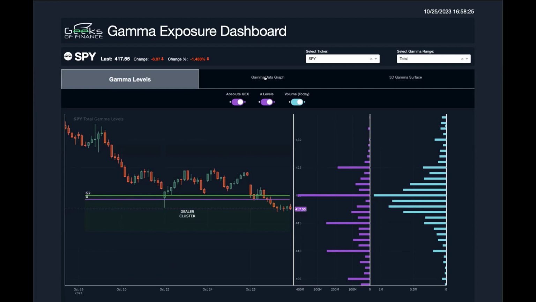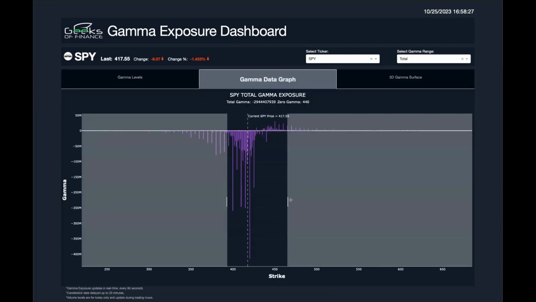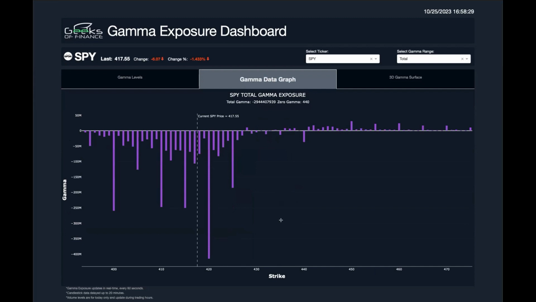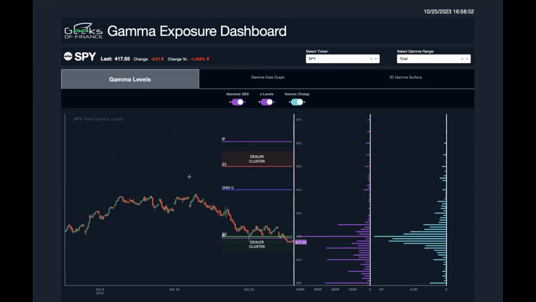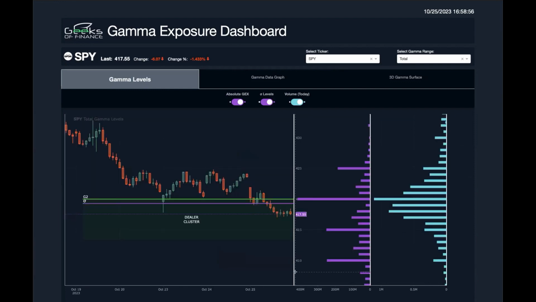If we just take a look here at this gamma data graph, you can see we've got it broken down on a net basis by negative gamma and positive gamma. Looking at the SPY gamma exposure, there's almost no positive gamma. This has kind of been the case for several weeks. We've been skewed heavily negative, and we've seen the market follow the gamma exposure levels to the downside. And so that's what we're really looking at here with these dealer clusters. We're measuring the gamma concentration levels because that's where option dealers are going to be the most active.